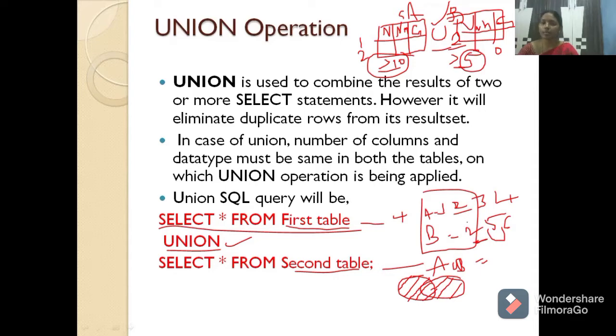Yes or no? Similarly, if any rows are common between tables A and B, the duplicate rows will be avoided and only a single row will be represented from one of the tables. That is the union operation. Clear?